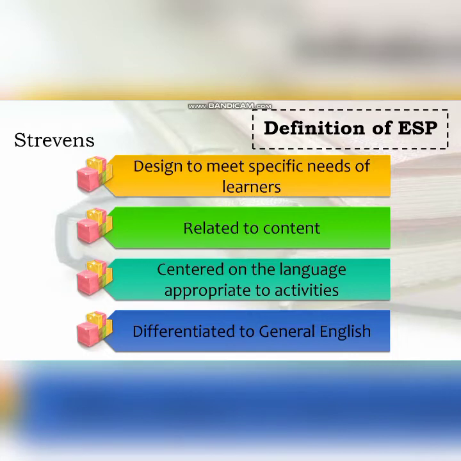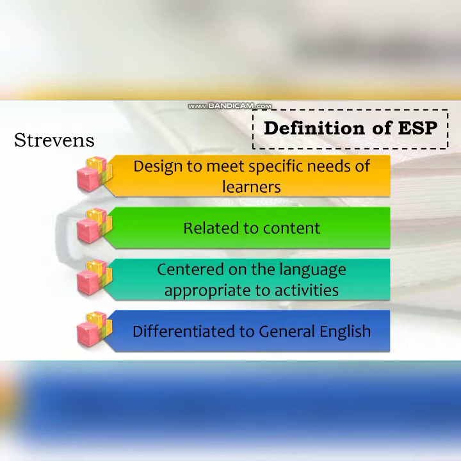Stevens explained four variables about the definition of ESP. The first one is designed to meet specific needs of learners. The second one is related to content. The third one is centered on the language appropriate to activities. And the last one is differentiated to general English. Okay, let's see them one by one.